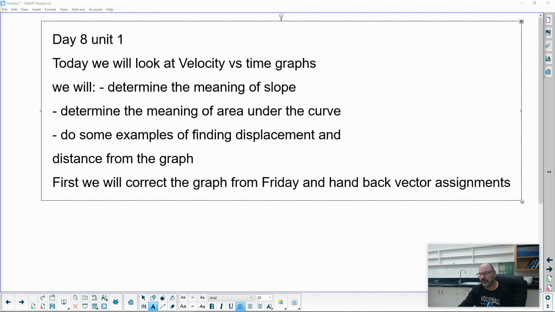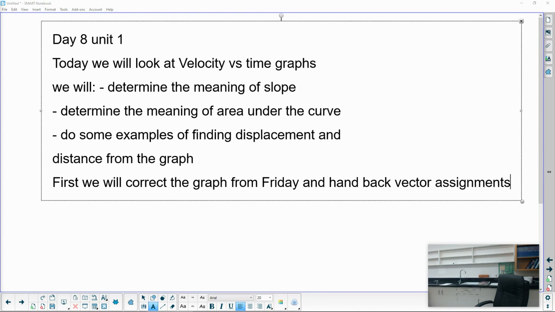Longer to do. So we want to look at velocity time graphs. Got it? Okay. Velocity time graphs, and we want to look at what does the slope mean, what does the area under the curve mean, and all that kind of stuff. What each of those graphs is.